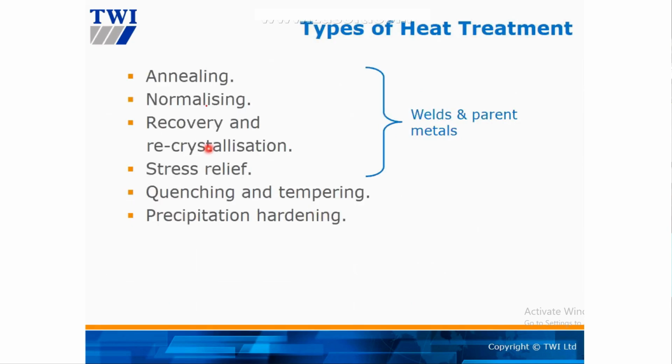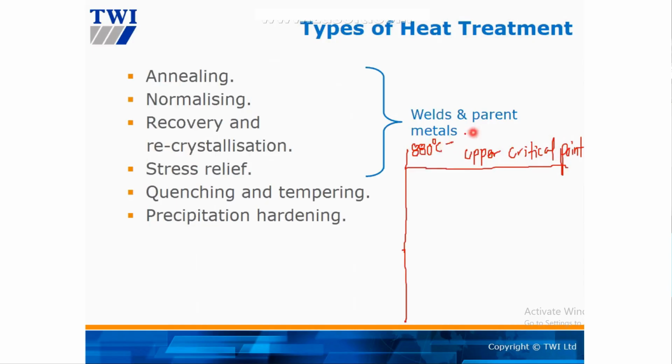So for the types of heat treatment, here we have many heat treatments, but remember, in this heat treatment, we have what they call the upper critical point, or they also call it upper critical temperature, which is from 880 degrees C up to 920 degrees C. Only three processes here, which are annealing, normalizing and quenching.